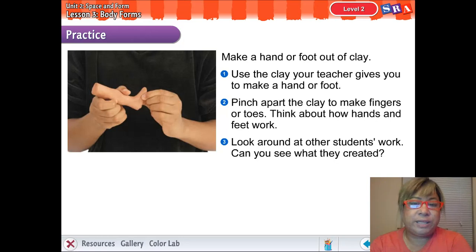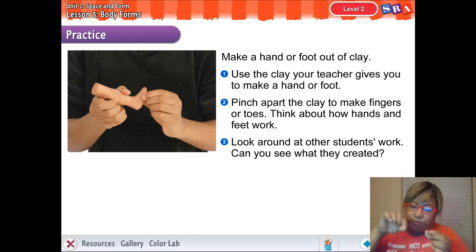So if you had some Play-Doh or some clay, you could start by making a hand or a foot out of clay. Pinch apart the clay to make the little fingers and toes. You can take your little finger and use it. You could use a pencil for little details, and you can create that as a tool.